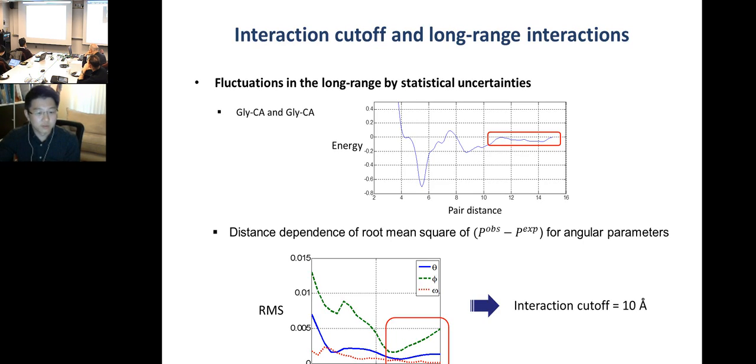So in fact, most physical interaction terms converge to zero beyond 8 or 10 angstrom. However, the estimated interaction energy does not converge even beyond 10 angstrom. And also in some cases, we observe that the deviation increases, like here. So the interaction cutoff for the ROTAS potential is set to 10 angstrom.